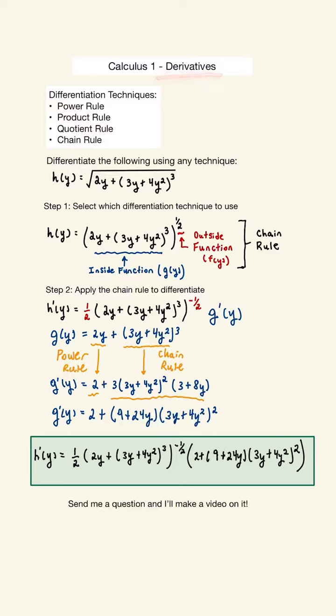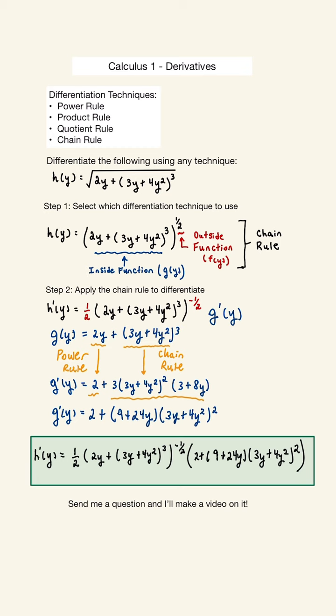Here we have another derivatives example problem, and we want to differentiate the following using any of these four techniques. So here we have h of y is equal to the square root of 2y plus 3y plus 4y squared, all of that cubed. This looks a little bit complicated, so we can go ahead and simplify it by putting our 1/2 power rather than seeing a square root.